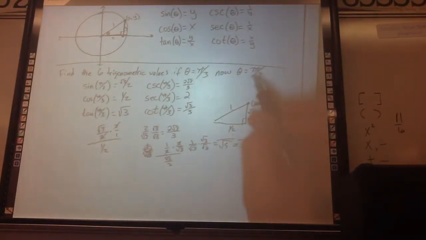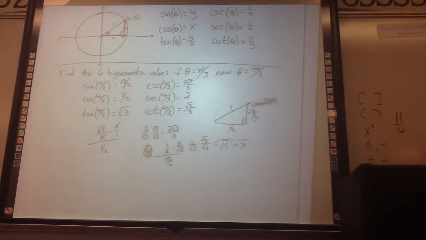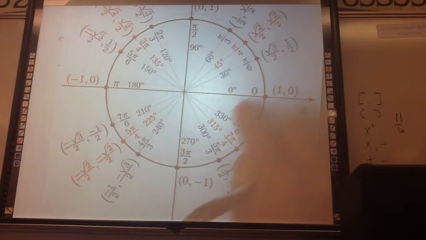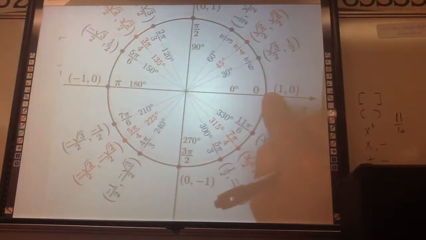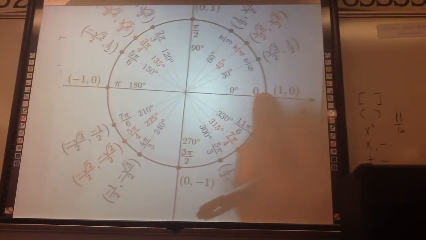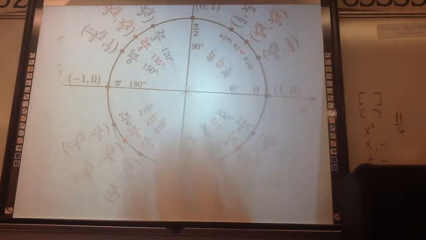How many times does 3 go into 7? 2. What's special about 2 pi? It's the whole thing. So where is 7 pi over 3? If you go all the way around, that's 2 pi, or 6 pi over 3, plus another pi over 3. These are the same.